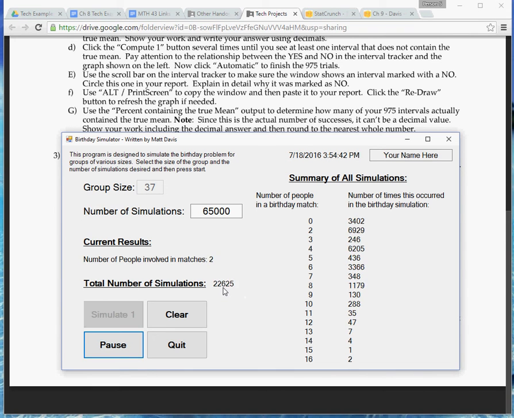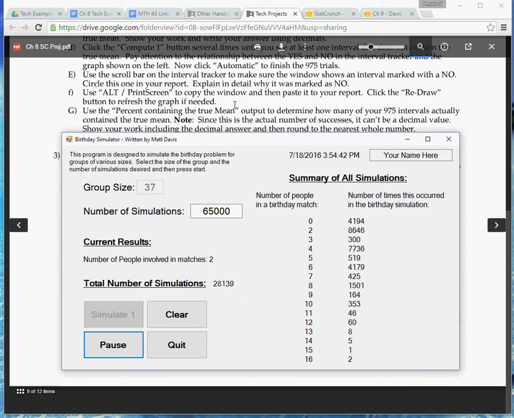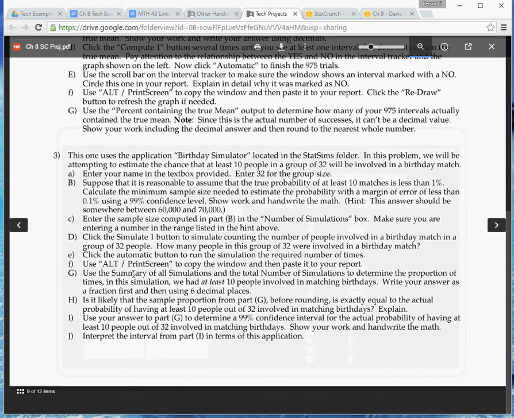Up to 20,000 already, so we'll be there in a moment. Let's see what's next while that runs. Use the summary of all simulations and the total number of simulations to determine the probability, the proportion of times in the simulation we had at least 10 people involved in birthday matches, and write your answer as a fraction at first and then using 6 decimal places.